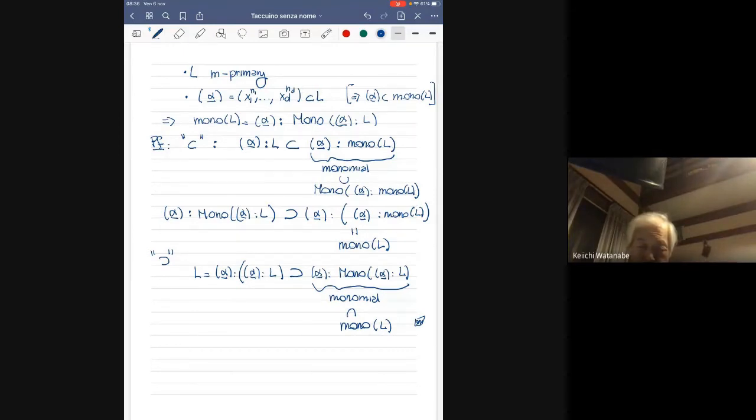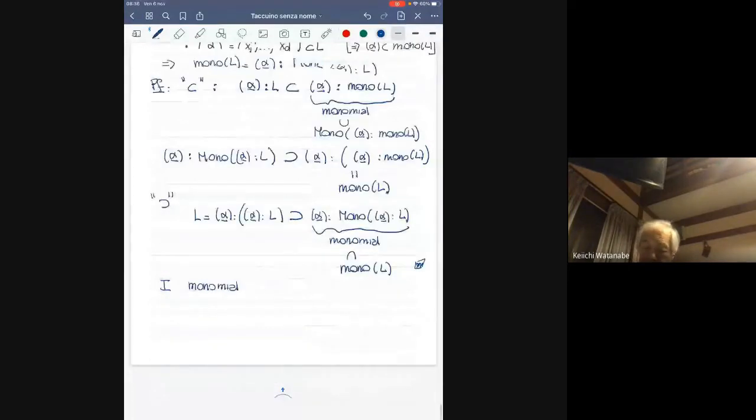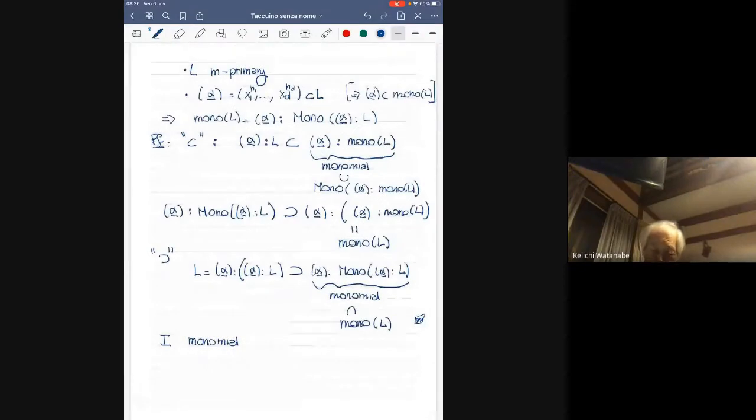So this really gives us an algorithm. But how is the core related to this mono, to this idea? So let me now go back to I being a monomial ideal, as I always wanted. In fact, I indicated this with L because it was not monomial. Okay, I is a monomial ideal, and I'm asking this question: how is the core related to the mono?